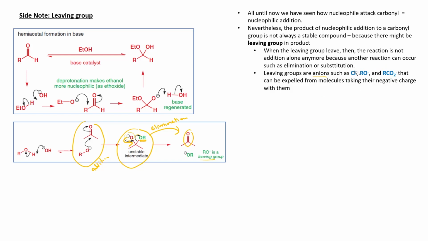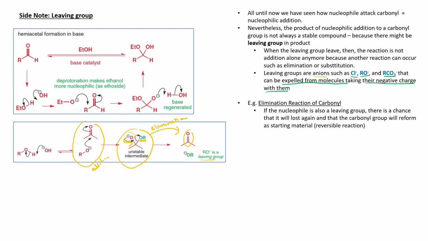So that is a good leaving group. Okay, leaving groups are anions such as that. So when you have this group in the intermediate, then it can be expelled by the molecule taking the negative charge with them. So for example, the elimination reaction of carbonyl, what you see just now, meaning that this thing in the intermediate is unstable, it can get out by itself, causing this oxyanion not to be promoted but rather to be eliminated, making a new bond. So you get the original back.